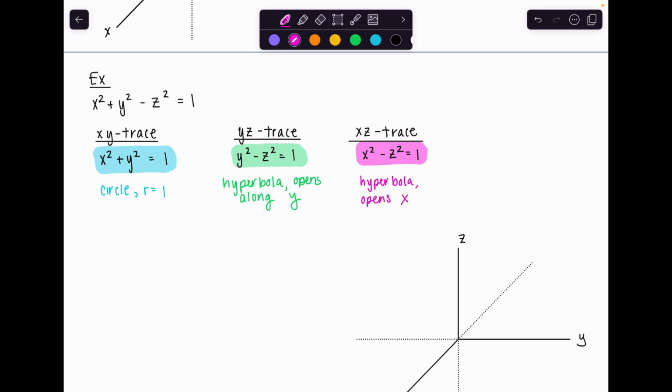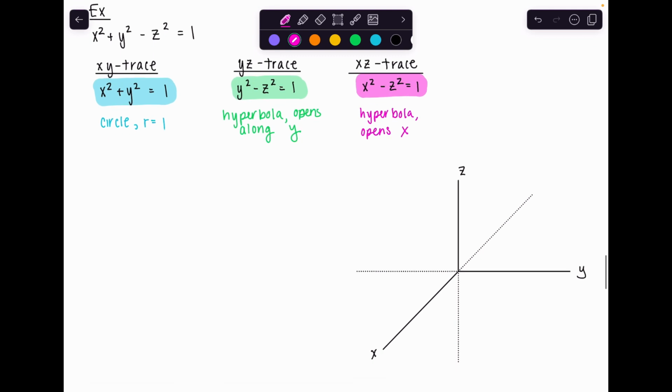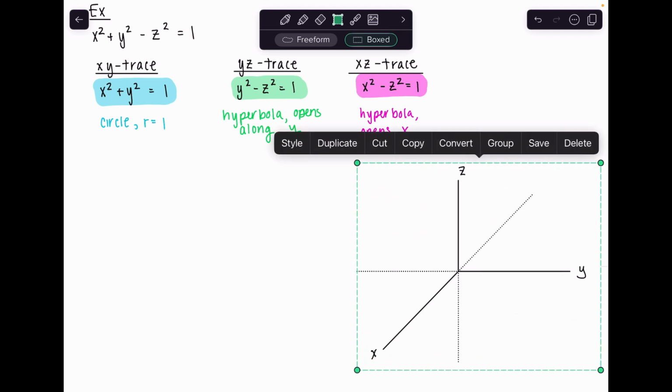Specifically opening in the x direction. Okay. Now technically, because you have a trace in each of these, it is enough. So I'm going to draw each of these and show you why it might be useful to also find some other traces. So we can get a really good picture from this though.